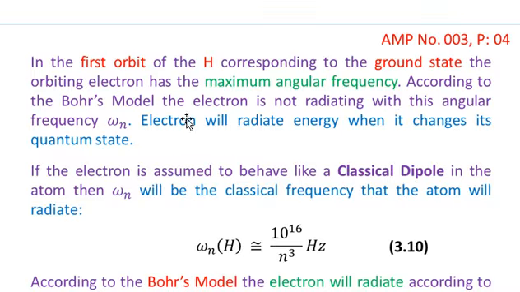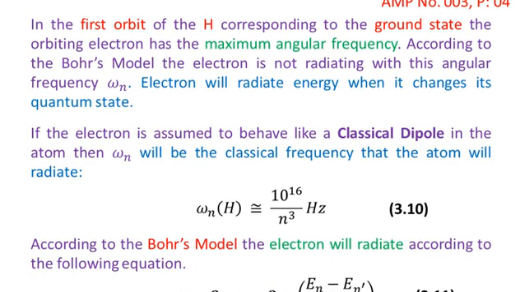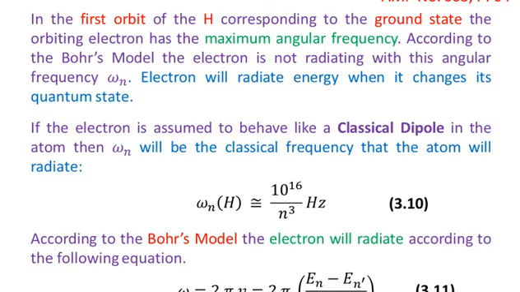According to Bohr's atomic model, the electron is not radiating with this angular frequency omega n. The electron will radiate energy when it changes its quantum state. So whenever there is a change of quantum state, the atom will emit photons of a frequency omega n. And when the electron is moving in a fixed orbit, then of course the atom will not be radiating any frequency.